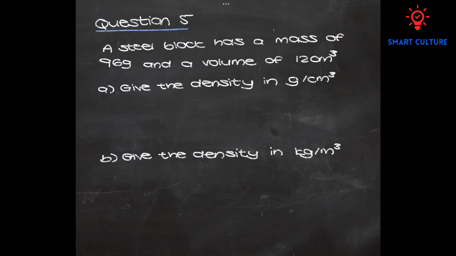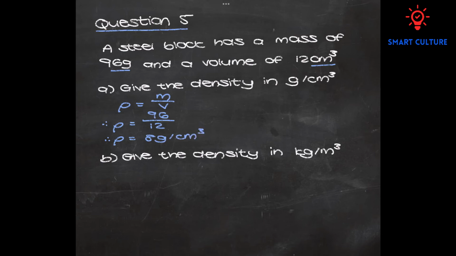For question 5, we have a steel block that has a mass of 96 grams and a volume of 12 centimeters cubed, and we need to give the density in grams per centimeter cubed. We already have grams and centimeters cubed, so the density is simply equal to the mass over the volume. If we sub that in, density is equal to 96 over 12, and therefore in grams per centimeter cubed the density is 8.